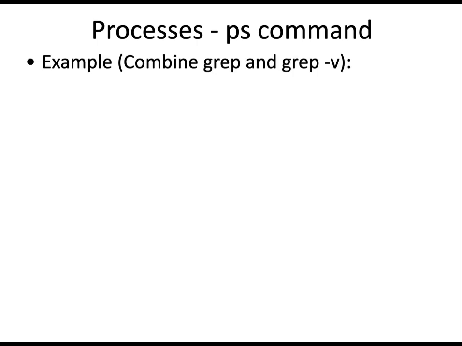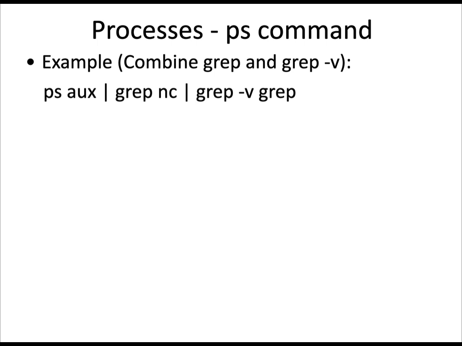Here's an example of combining grep and grep with the -v option. Grep searches for a string and displays lines that have matches. -v displays lines that do not match. So in this command, I'm saying give me a full ps list.